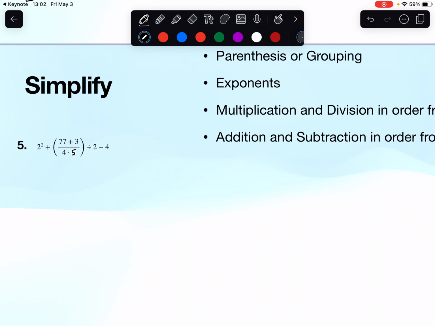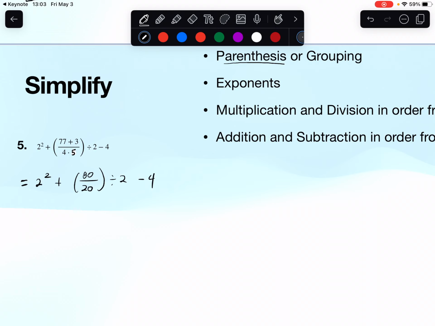And so what we want to do is simplify the stuff inside the parentheses, and we can actually simplify the stuff on the numerator and the denominator separately. And you could do the 2 squared is 4, it's kind of separated, but we'll go ahead and leave that alone for the time being. So we'll have 77 plus 3 is 80, divided by 4 times 5, which is going to be 20, and then divide that by 2, and then minus 4.